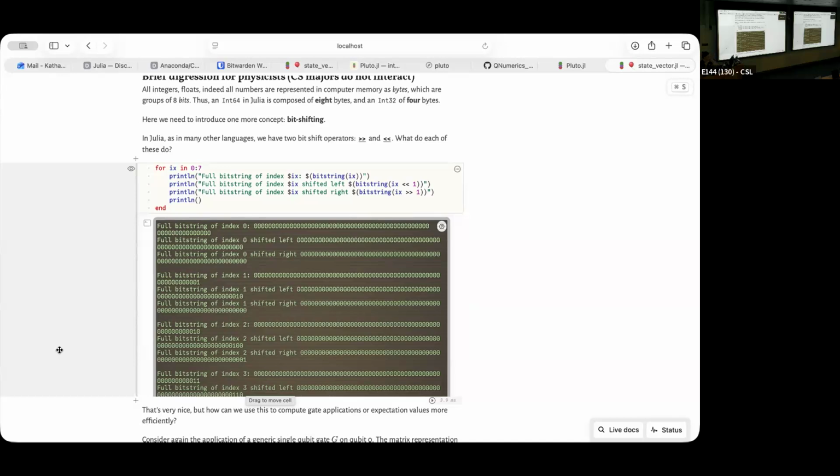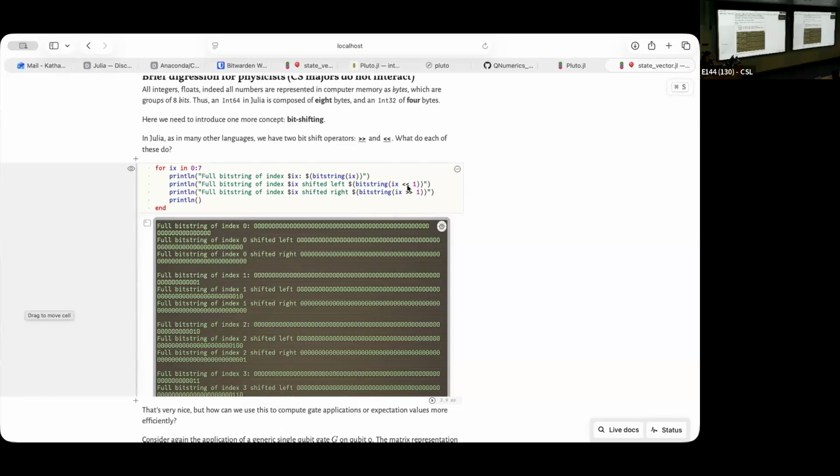So one way you can manipulate these integers is with this concept of so-called bit shifting. You can actually shuffle the bits in the integer around, and if you're a little bit careful about it, this allows you to move from one integer to another in a way that's going to be very useful for us. So in Julia, as in a lot of other languages, like C also has these, of course, we have two bit shift operators, shift right and shift left. And we can look at what each of these do.